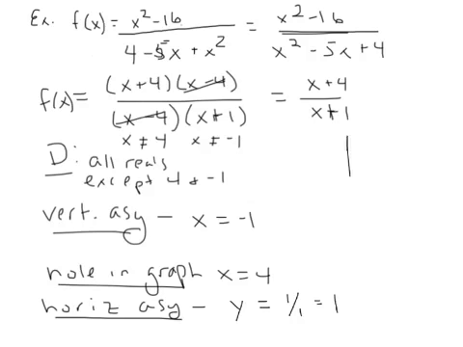So I can quickly take this information and come up with a quick sketch of this. It won't be super accurate, but I'm going to use what I have and come up with a sketch. I have a vertical asymptote at -1.